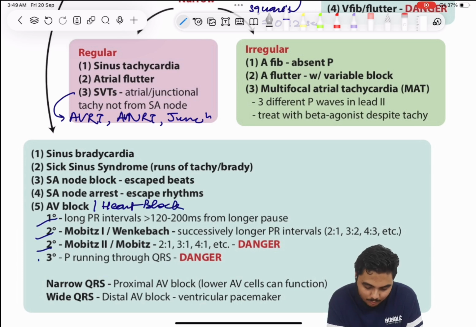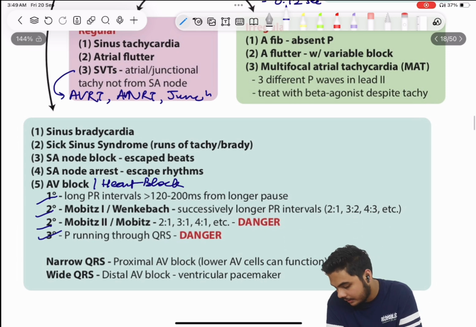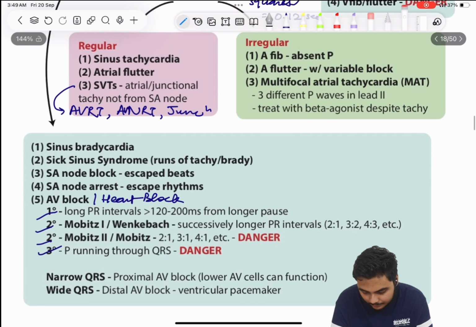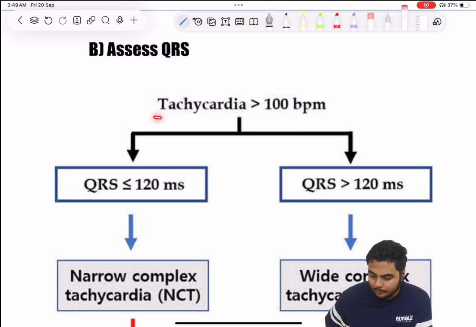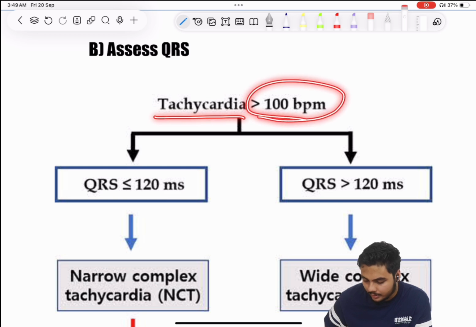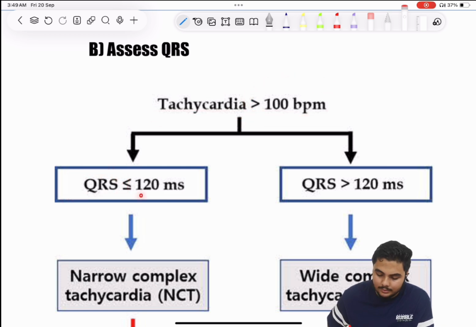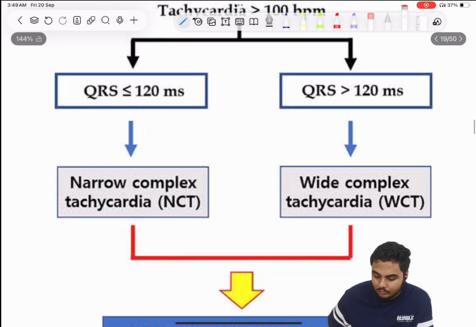So there are multiple types of heart block. We will study each of them in detail later on in this video, right? As I already told you guys, the patient is having tachycardia, that is heart rate more than 100. We have to see the QRS, whether it is narrow or broad. Narrow means less than 3 small squares, that is less than 120 milliseconds, or if it is broad, it means more than 3 small squares, that is more than 120 ms, right?